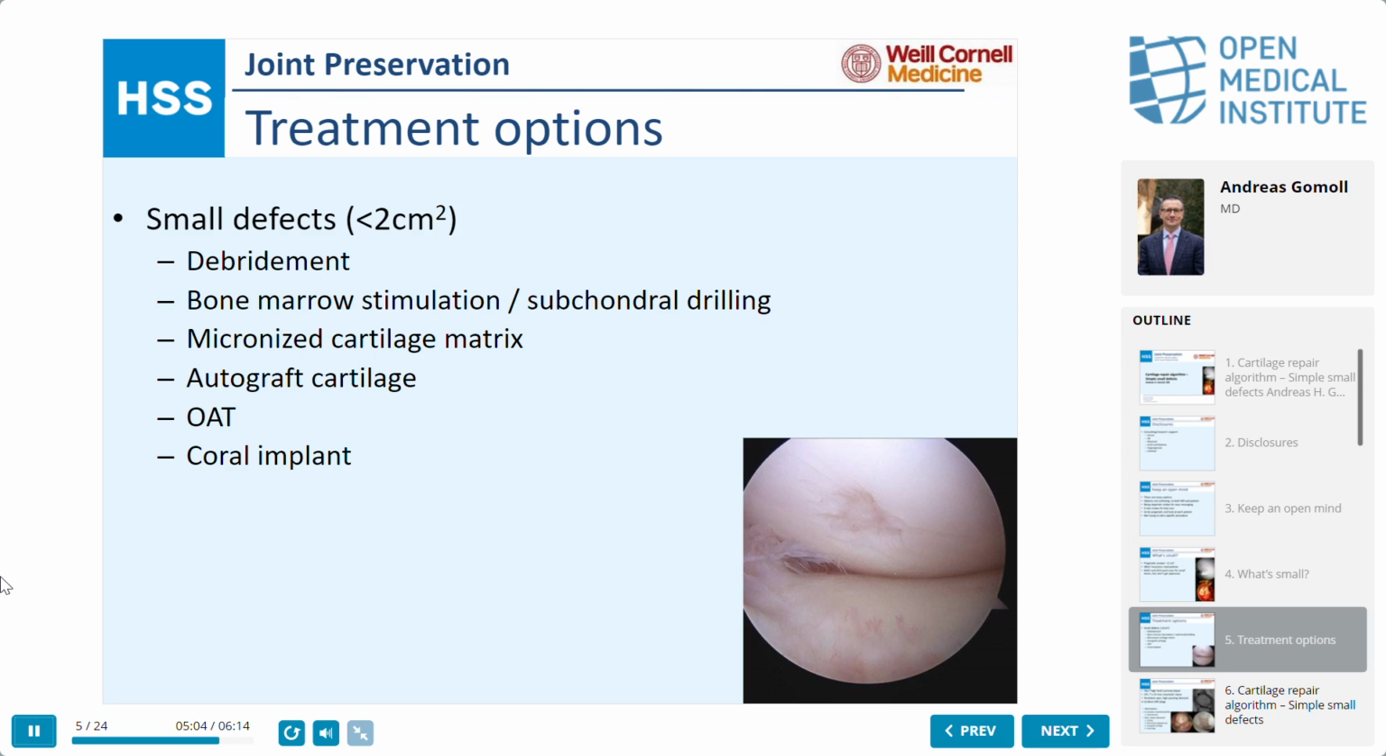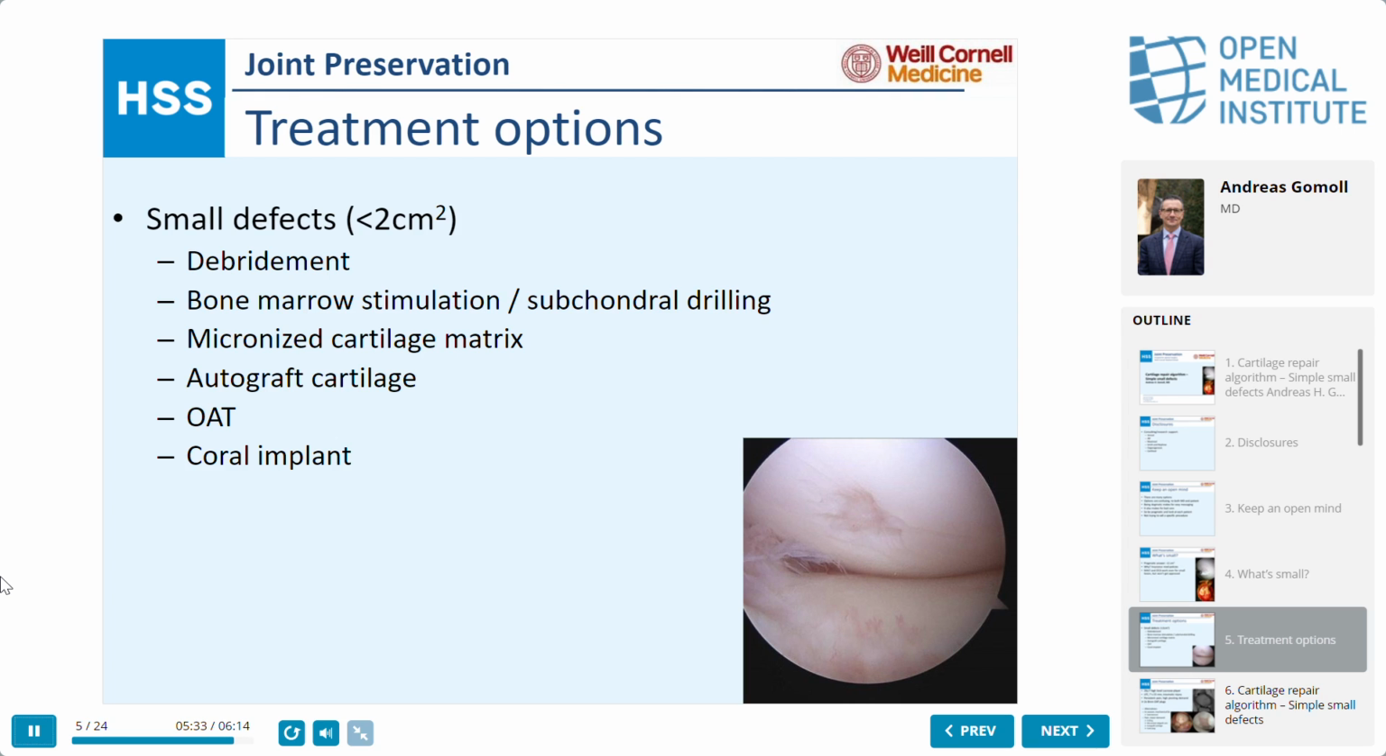Autograft cartilage is something that we don't use very much in the US. I'll talk about this in a moment. OATS, mosaicplasty is, I think, probably of all the cartilage repair techniques, the best. It's also technically probably the most challenging on this slide. And in our hands, we only use it for the really small defects. So more to that in a minute, but usually give like 1 or 2 plugs.